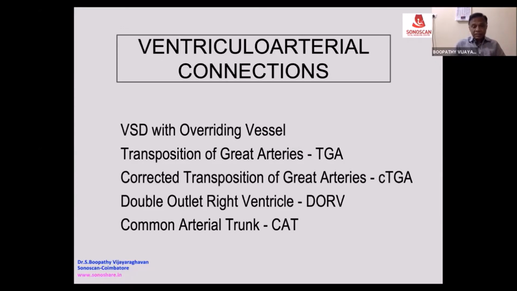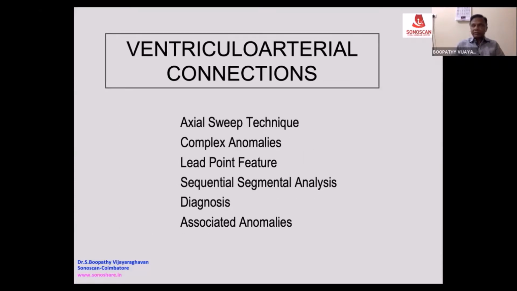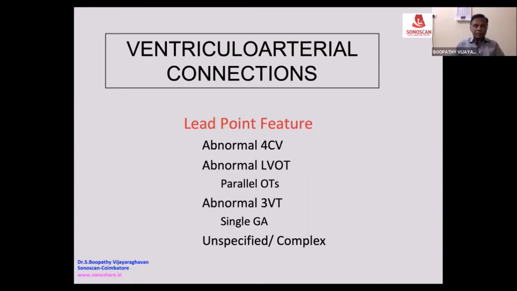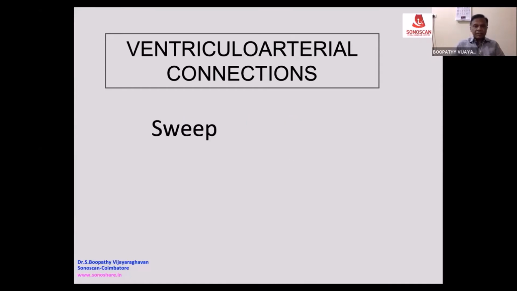So the first is transposition of great arteries, called D-TGA or complete TGA, a feature like an abnormal ventricular arterial connection, from where you go back to the other sections. One of these sections may show an abnormal four-chamber view, an abnormal LVOT or an abnormal 3VT. It doesn't mean that you go section by section.